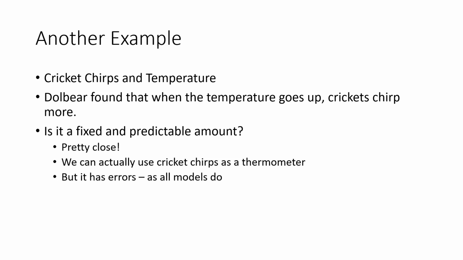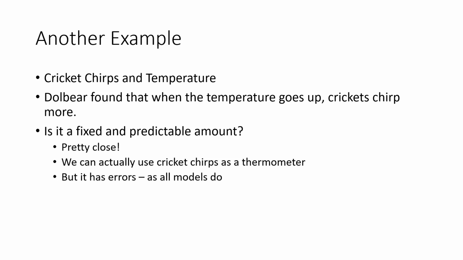Another example that we have is cricket chirps and temperature. This is another classic example from statistics, used oftentimes to discuss linear regression. It was discovered by Dolbear that the number of cricket chirps in any given period can be used to predict the temperature. So when the temperature goes up, the cricket chirps go up. And they go up in a measured and expected way, which seems to suggest a linear relationship.